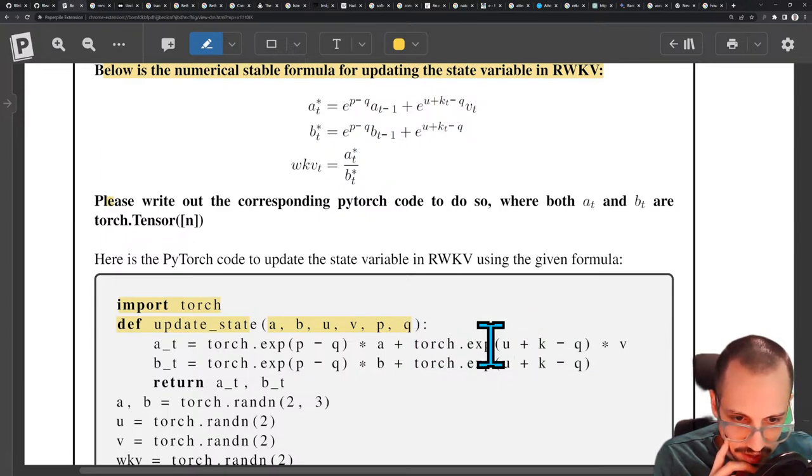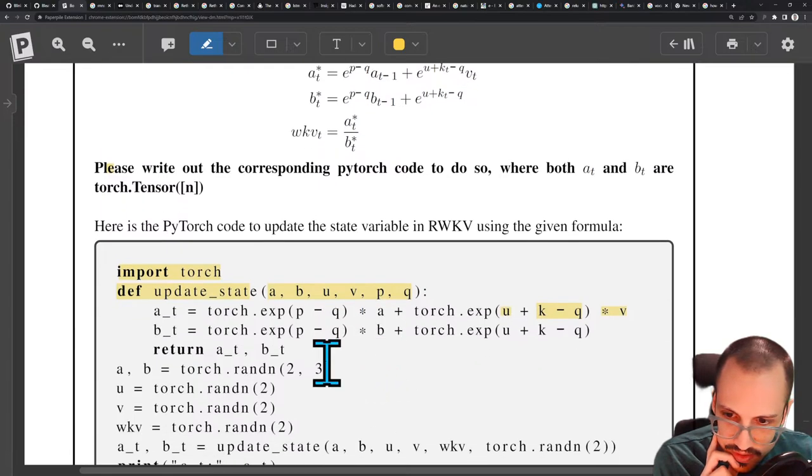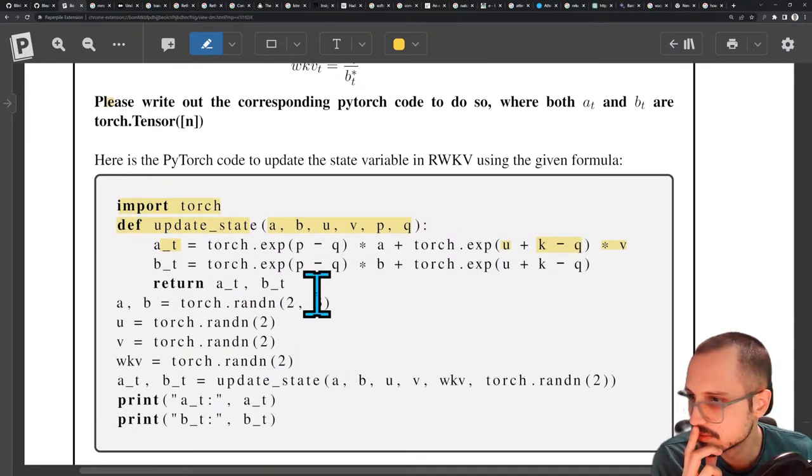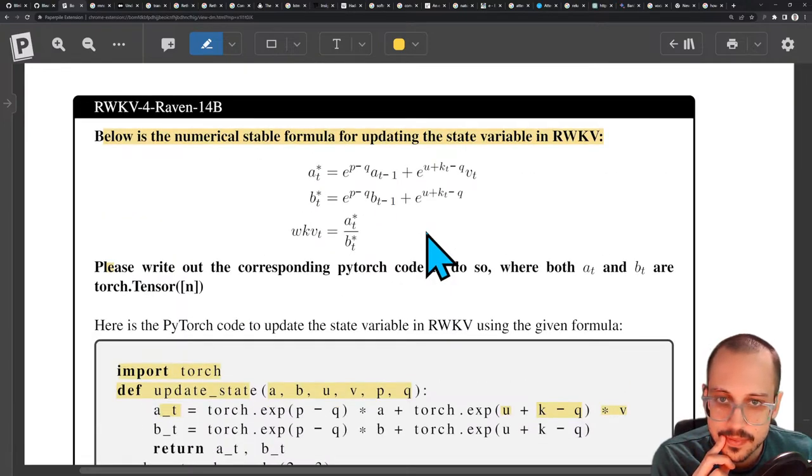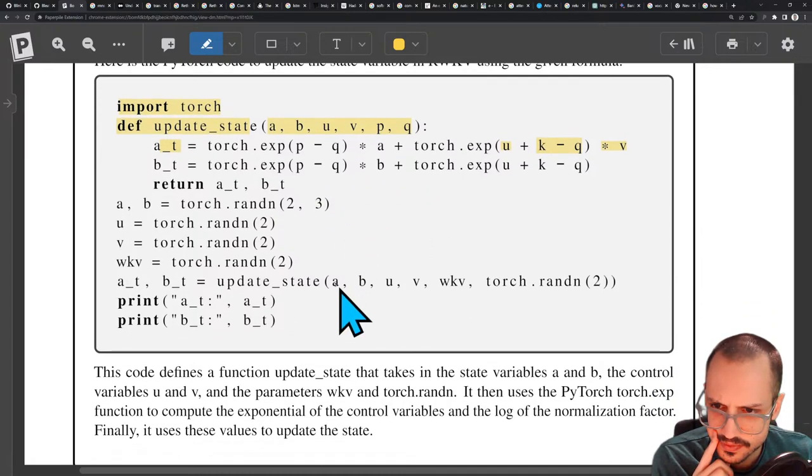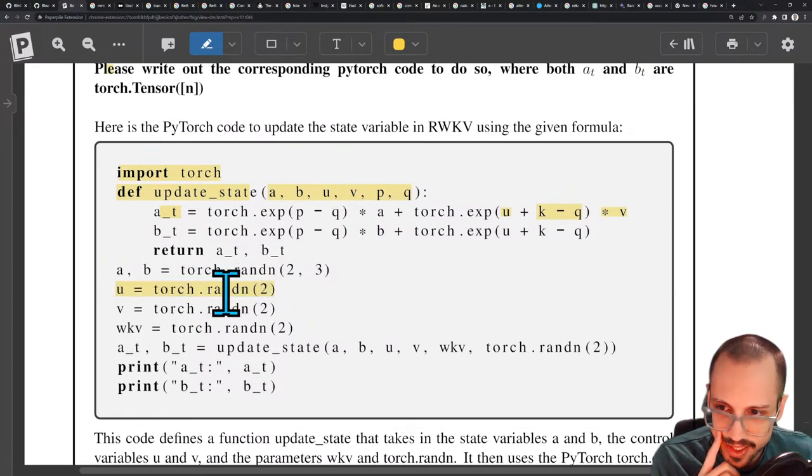Here you have the e to the u, which is that weird sawtooth thing. k minus q times v. So this is the numerator. Here you have the denominator, no dependence on v. Here's a of t, and then here should be a of t minus 1. I would have said a underscore t underscore 1 or something like that. And then return a of t and b of t. Yeah, that's probably what it tried to do. It's picking random numbers to start.